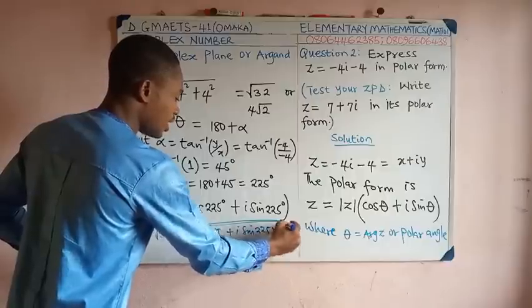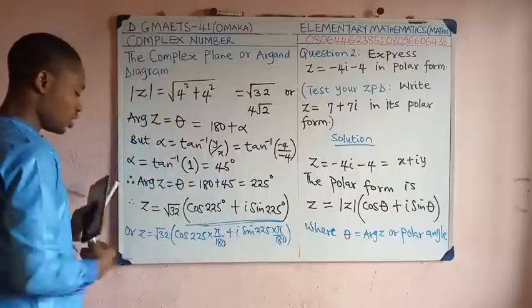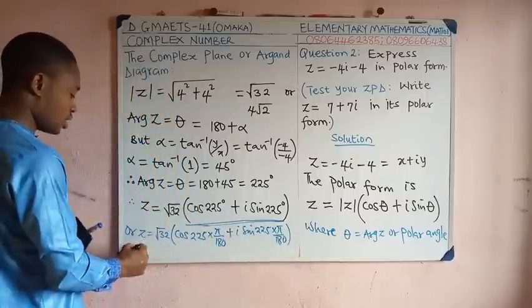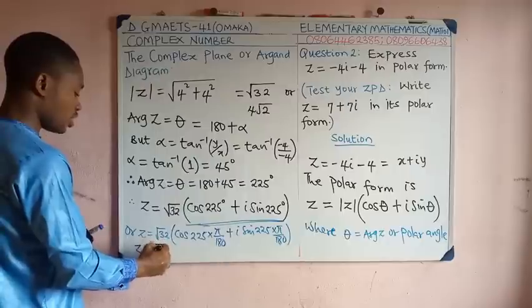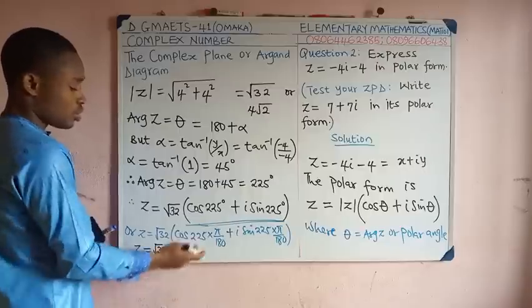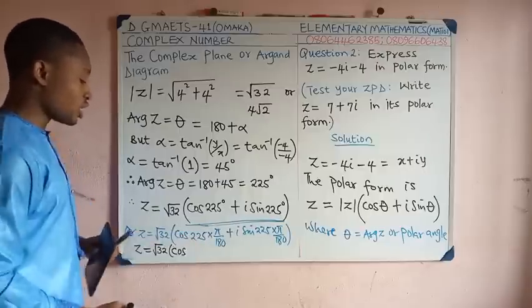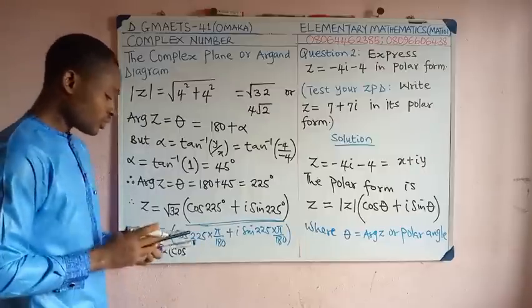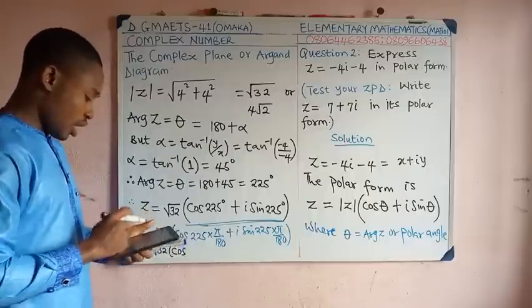If you work on this, what are you going to get? You will notice that z will now be equal to root 32, then open bracket cos of 225 divided by 180. What can go? Let's find out what can go.